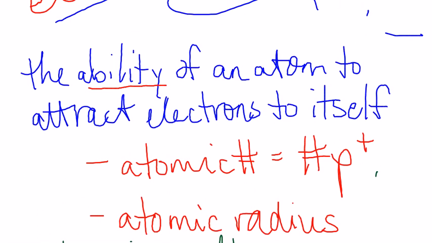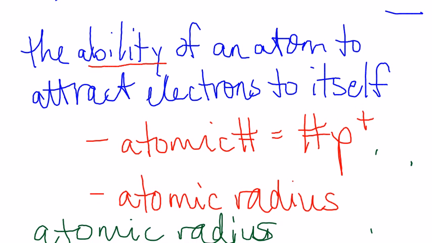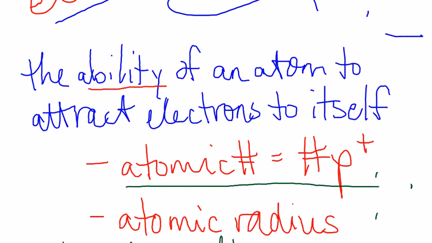So just to recap the basics: electronegativity is the ability of an atom to attract electrons to itself. Atomic number is important because it tells you how positive the nucleus is. The more positive it is, the more force of attraction it can exert over a negative electron that's outside the nucleus. And then also, atomic radius is important because the farther the nucleus is from the electron that it's trying to pull in, the less electromagnetic attraction it's going to be able to exert on it.